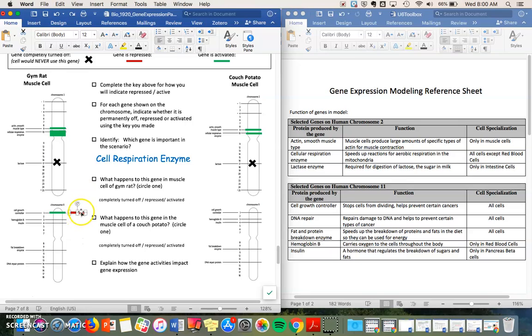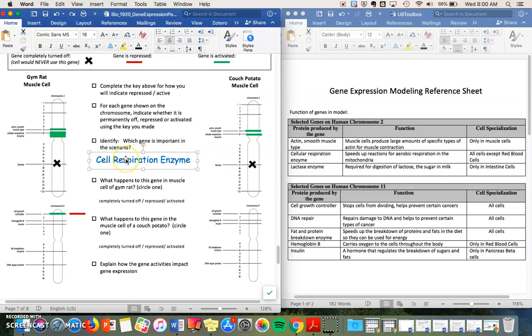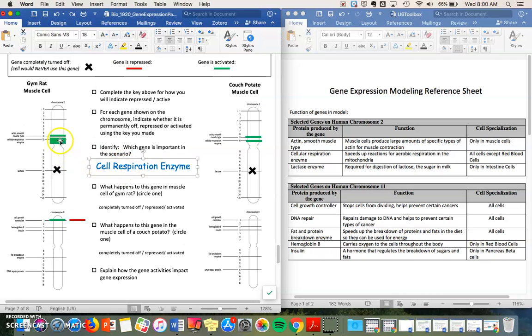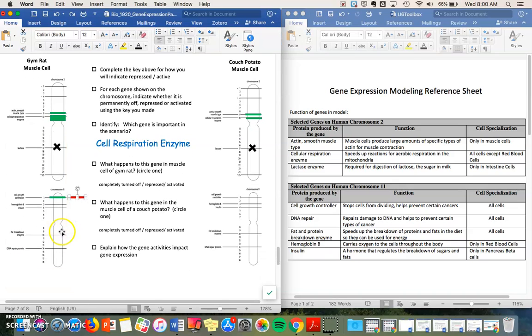All right. Now, again, you might be wondering, wait, which one is it? And again, the focus of this model is on the cellular respiration enzyme. So these are the enzymes I care about, the genes that I care about the most. So there is some leeway here. I would make this repressed, just so you guys know, but you could have easily turned it on as well. Right, now, for the couch potato, their cells are probably not doing a whole lot of mitosis, which means that cell growth controller gene is going to be turned on.